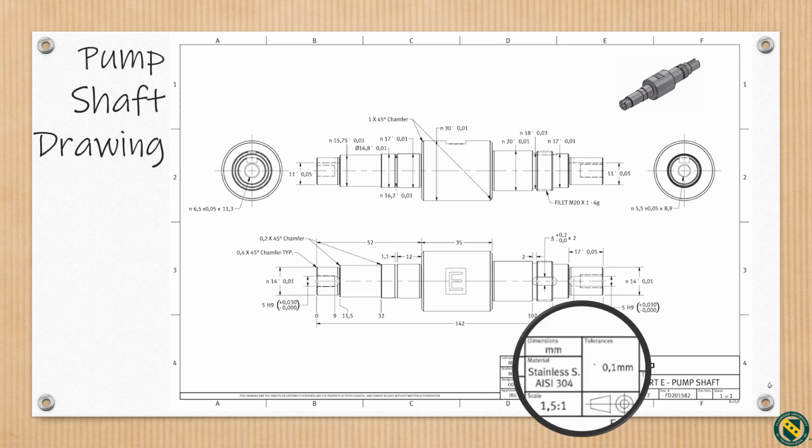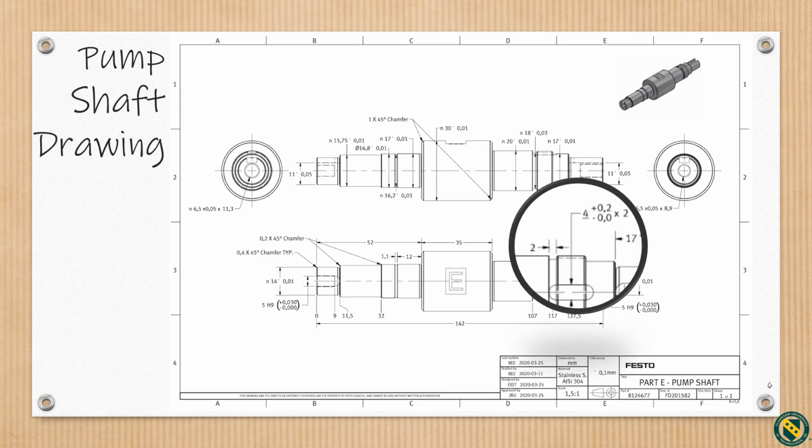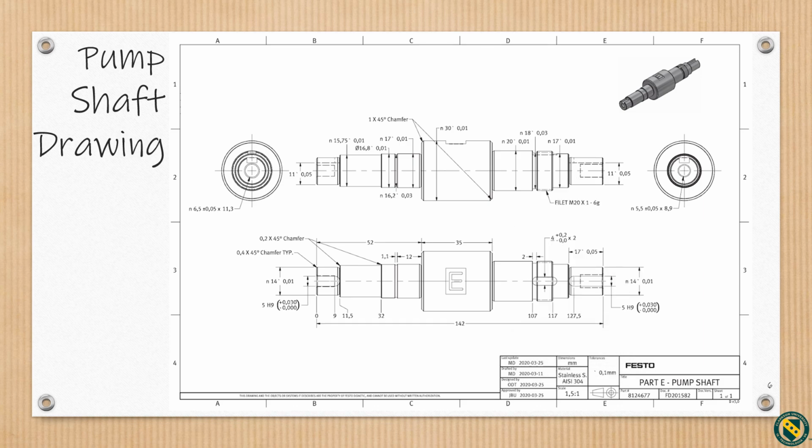Note that the drawing specifies units, millimeters in this case, and a default tolerance, plus or minus 0.1 millimeter. Annotations on the drawing also specify non-standard or asymmetric tolerances like the keyway tolerance shown here, whose width can be up to 0.2 millimeters greater than the 4 millimeter spec, but the width cannot be less than 4 millimeters since the minus tolerance is 0.